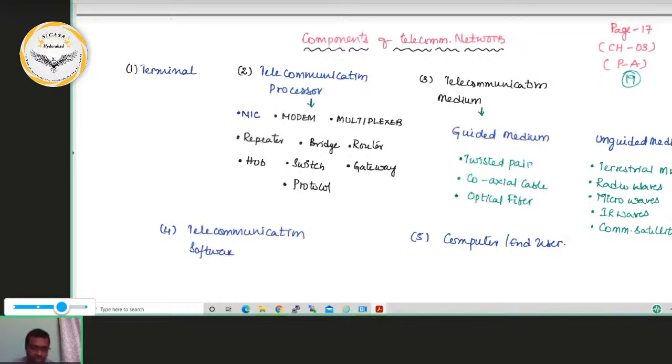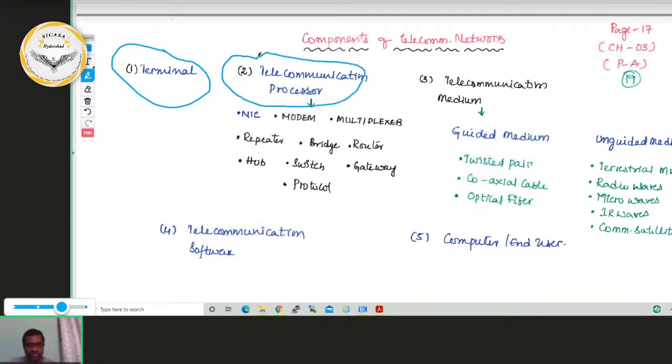First one is terminal, which we have already studied. So what do you mean by terminal? Terminal is nothing but a starting or ending point of a telecommunication network. We have already studied this terminal definition. Now we have the second one called telecommunication processors. So what do you mean by telecommunication processor? It is nothing but a hardware device which supports transmission of data between sender and receiver. We have around 10 that we'll see.